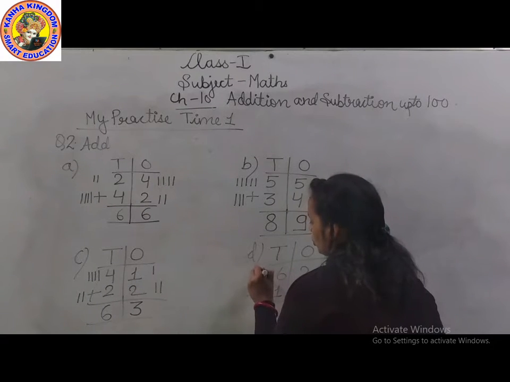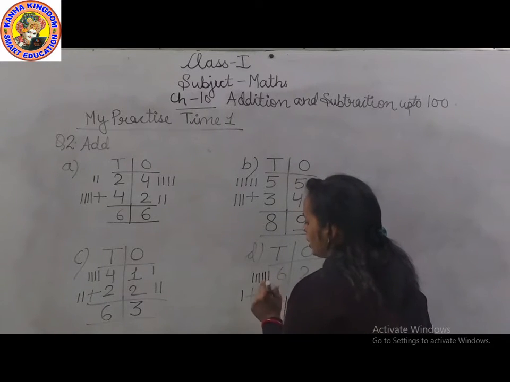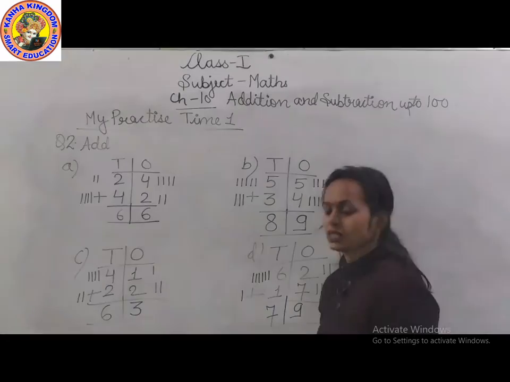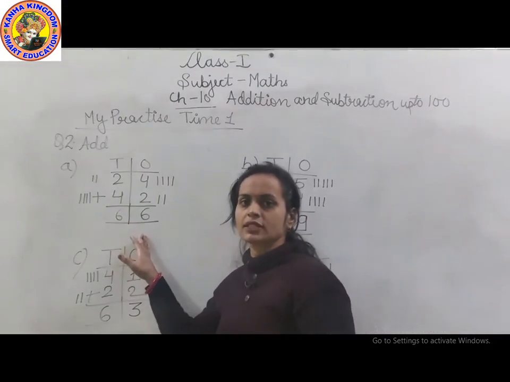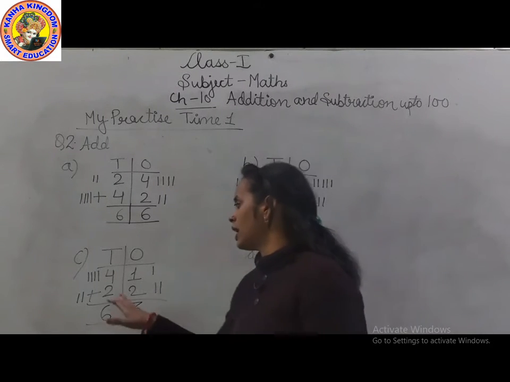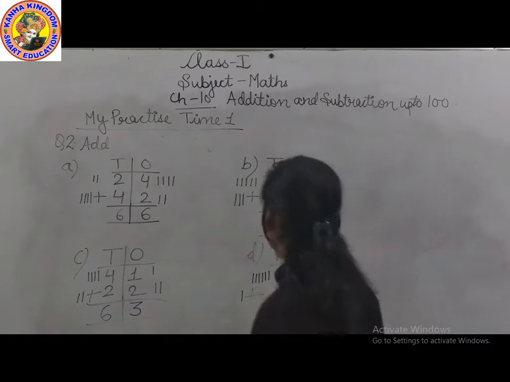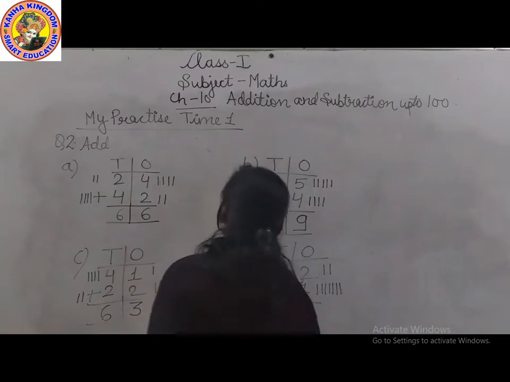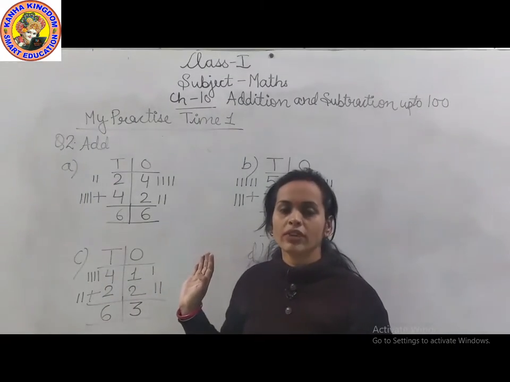Now next, 6 plus 1, 7. So 24 plus 42 equals 66, 55 plus 34 equals 89, 41 plus 22 equals 63, and 62 plus 17 equals 79. Okay, write down this in your book and the rest of the questions, solve in your book.